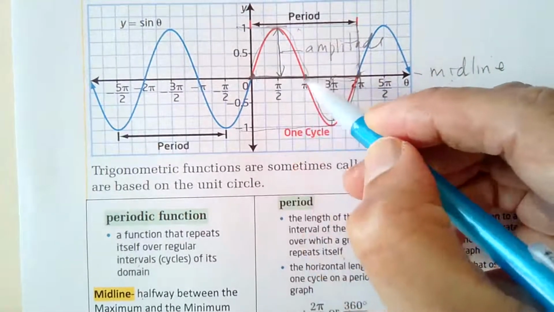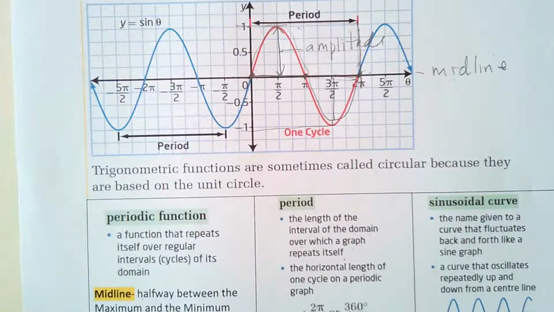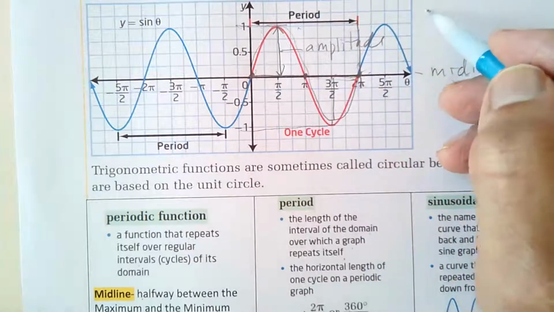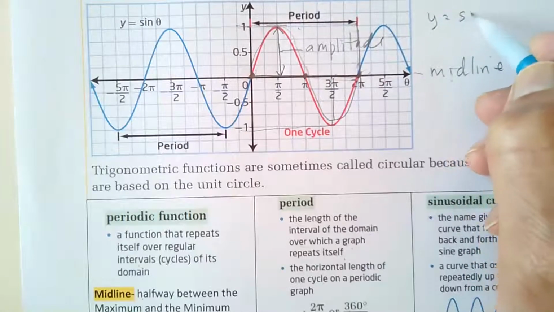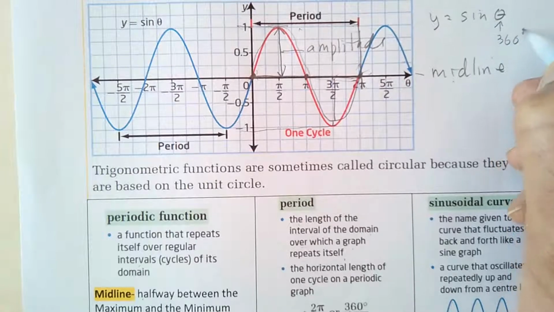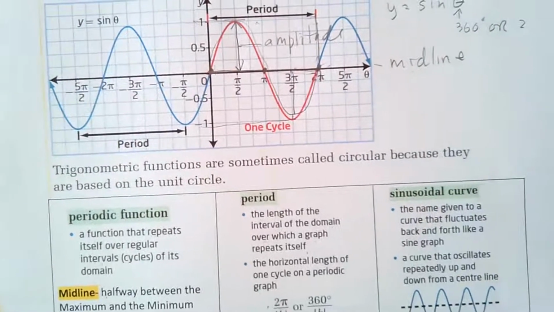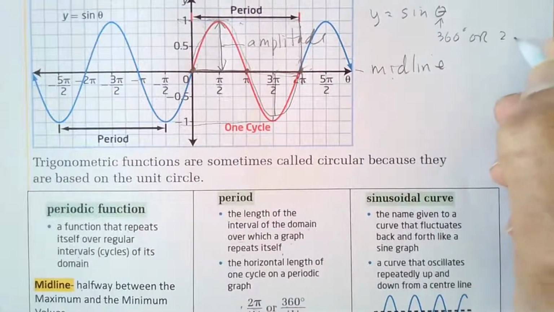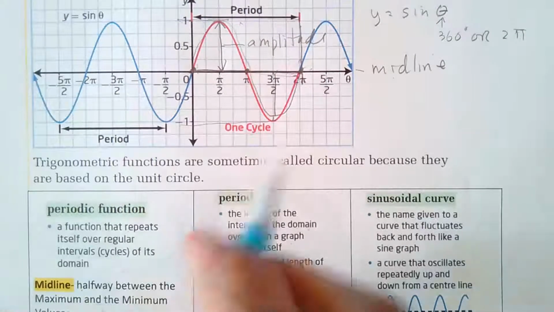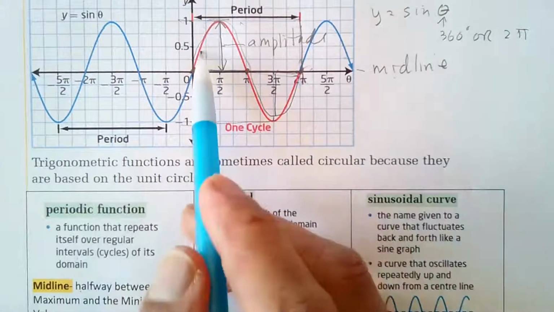Now the x-intercepts are repeating every pi in this case. So this is what we call y equals sine theta. Theta is 360 degrees, or 2 pi. So in one complete circle of 360 degrees, we just have one cycle.